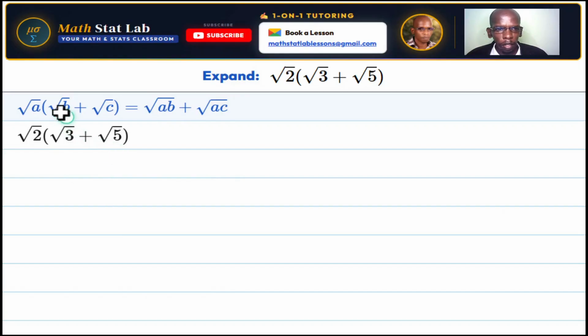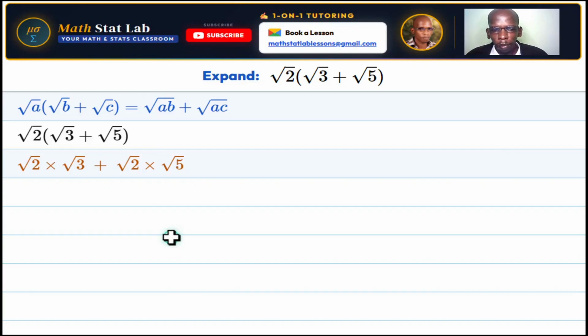So in this case, of course, the root of a would be the root of 2, then the root of b would be the root of 3, and then the root of c would be the root of 5. So from there, we can expand it to look like this. So it becomes the root of 2 multiplied by the root of 3, plus again the root of 2 multiplied by the root of 5.